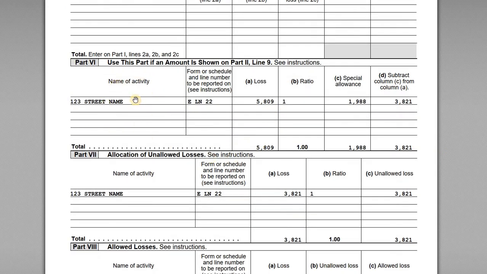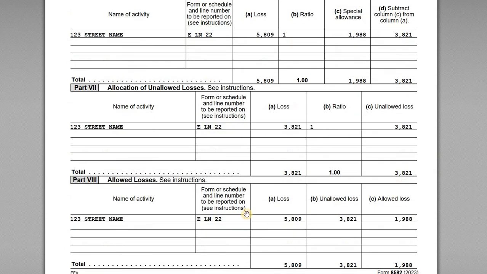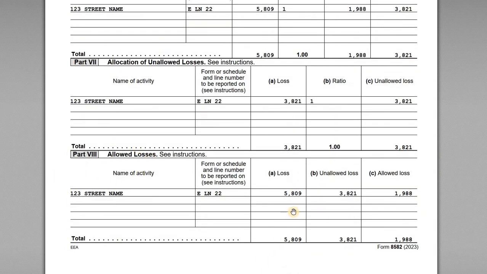So part 6, we have the activity. This is the rental property. It's flowing through from Schedule E, line 22. Our loss was $5,809, and the amount of special allowance that we can claim in the current period is going to be $1,988, which means that the difference, that $3,821, those are losses that they don't disappear. It's just they are suspended as unallowed losses and carried forward to subsequent tax years. And so when we look at the total allowed losses in Part 8, we have the $5,809 of total loss. We've got $3,821 of unallowed and $1,988 of allowed.